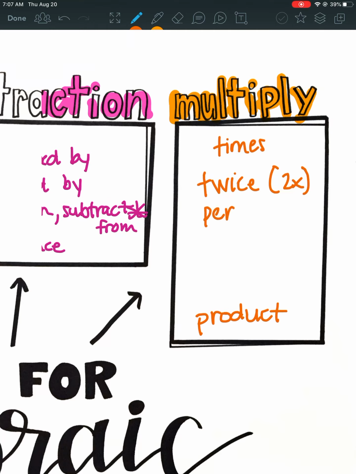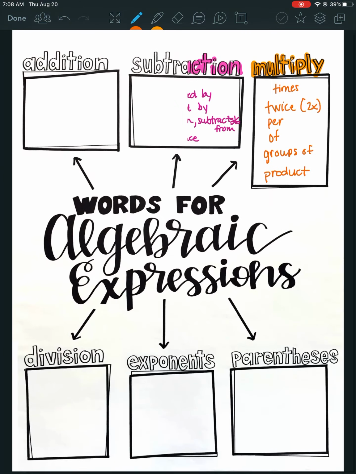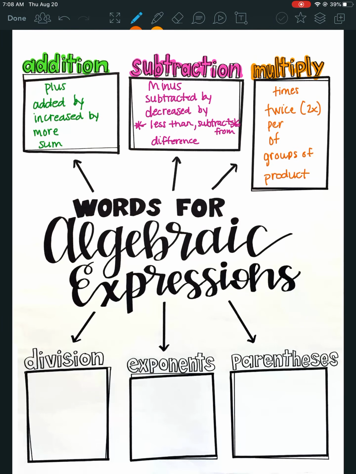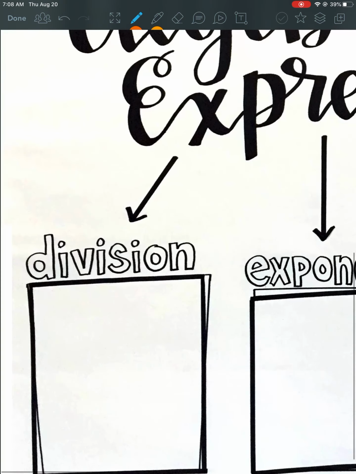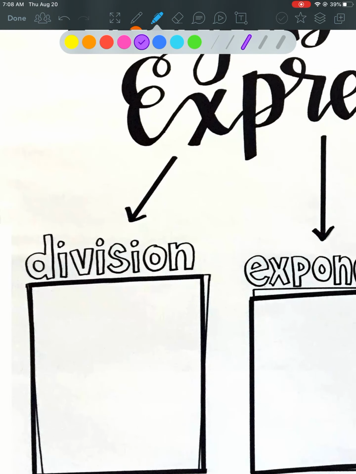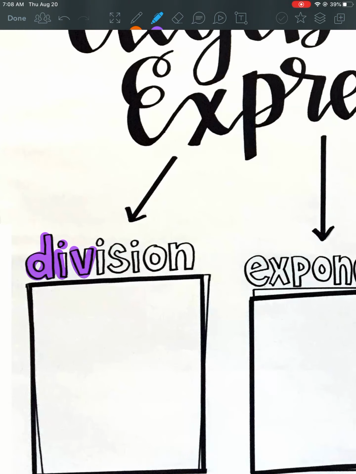Per is a good one from story problems. Of, we've talked about, always means multiply. Groups of. So all of these we're using, if we're seeing a story problem, we need to translate it into an expression or an equation, okay? And we'll do equations later on. Let's do division.